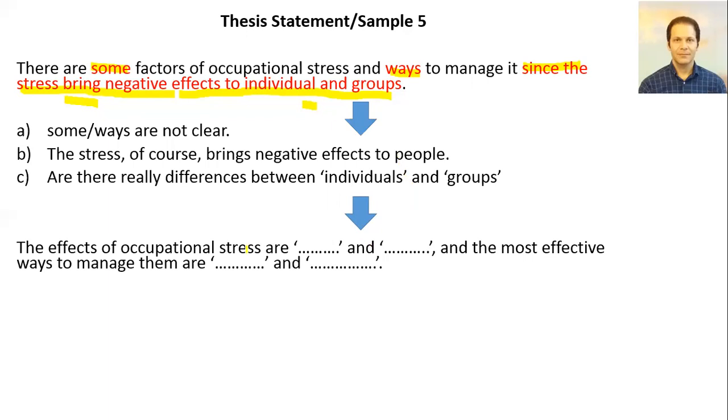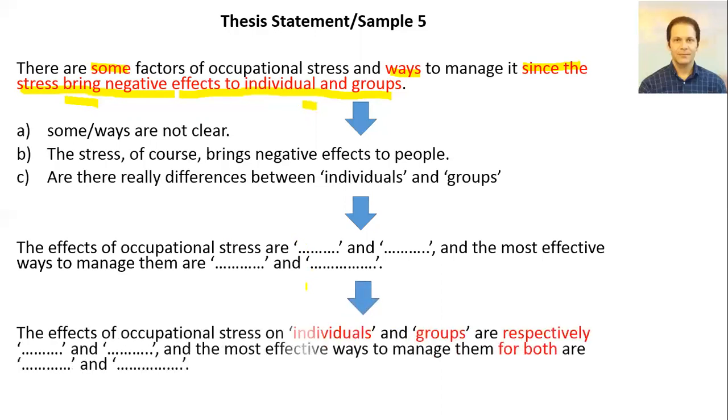So let's look at the first alternative. "The effects of occupational stress are A and B, and the most effective ways to manage them are A and B." So it means that we have the same occupational stress effects for individuals and groups. But if they have different effects on different groups, then here we can change the thesis statement accordingly.